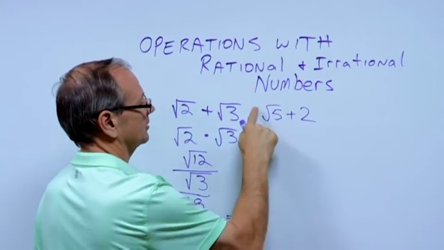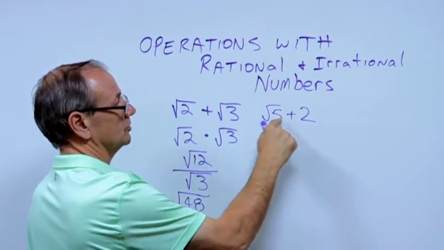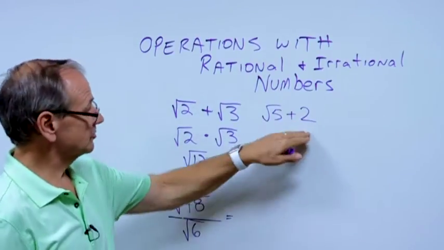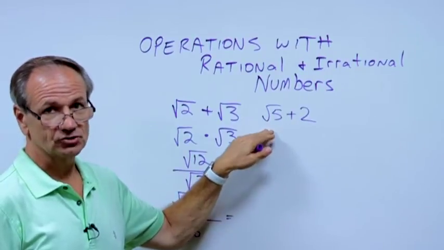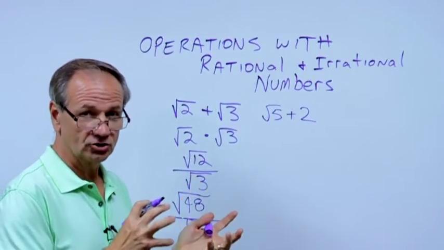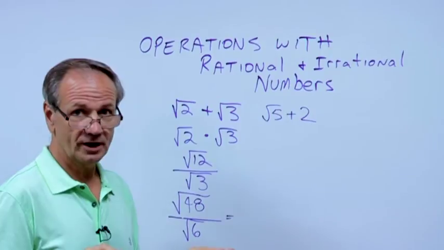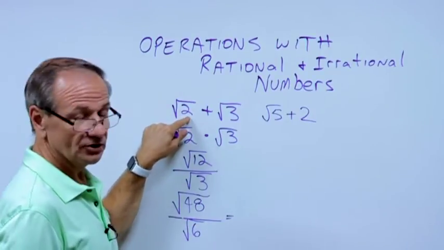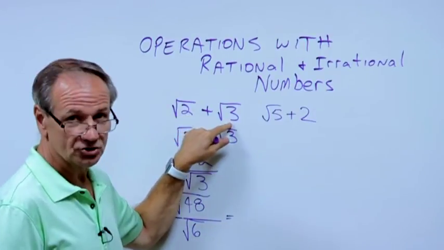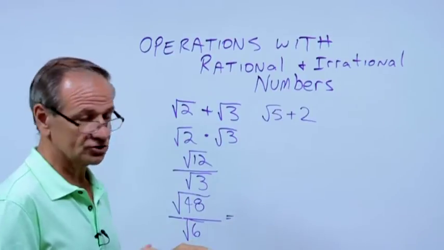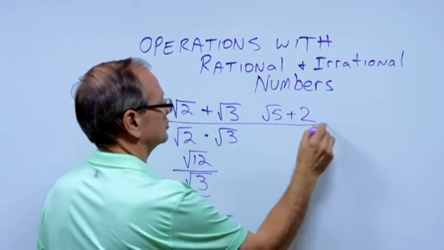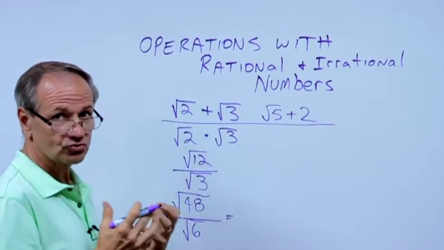If I just had square root of 5 plus 2, it doesn't matter that 2 is rational, that's irrational. So when I add an irrational to a rational, it stays irrational. When I add an irrational to an irrational, it stays irrational. Okay, so that covers addition. The same would hold for subtraction.